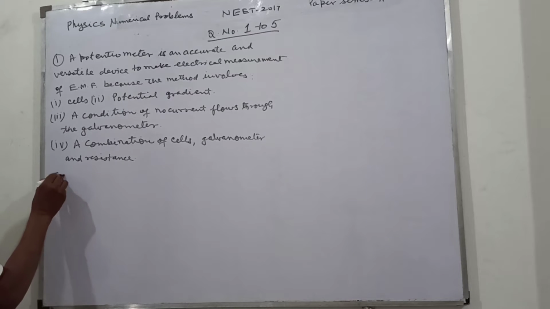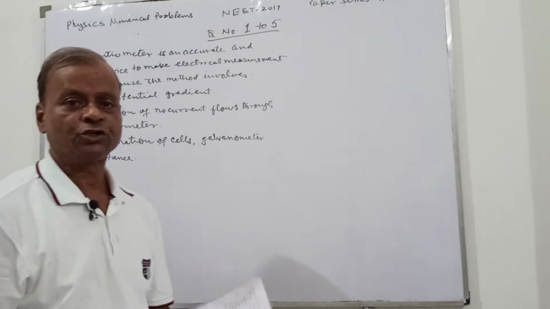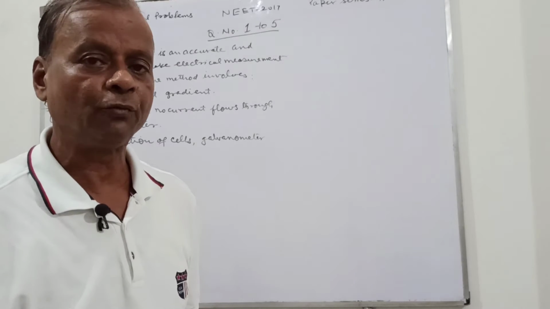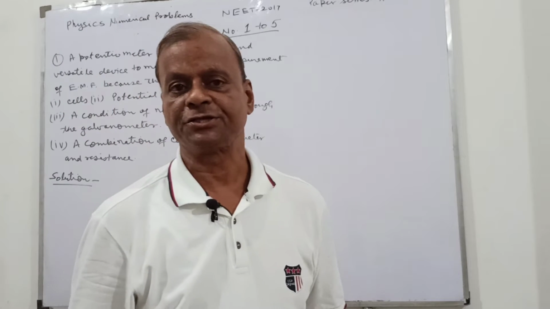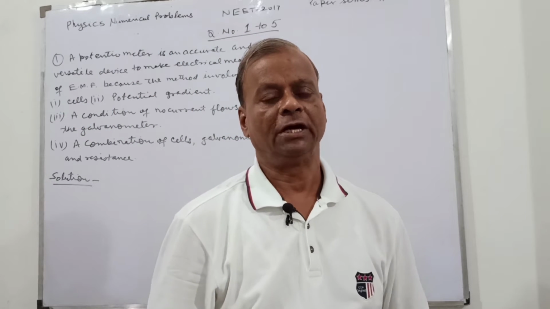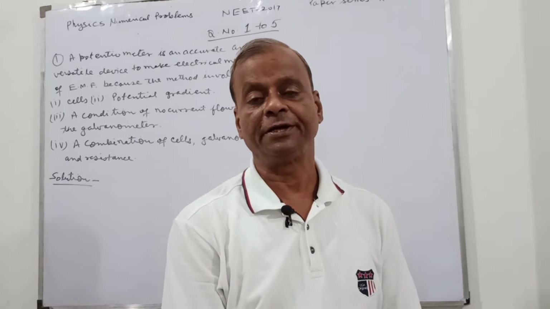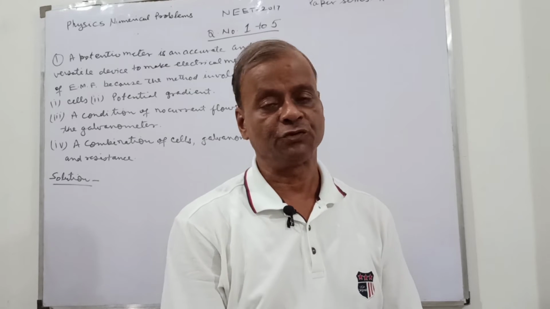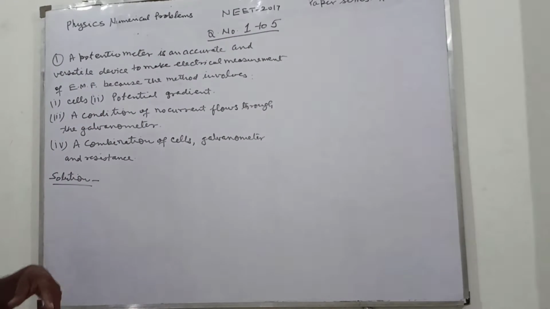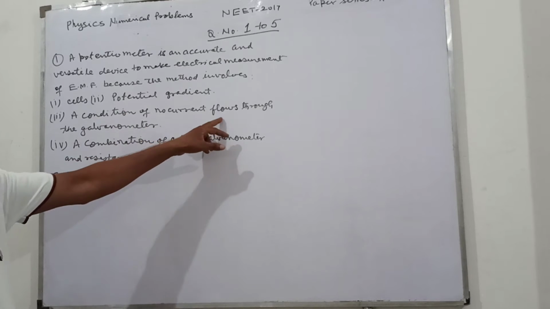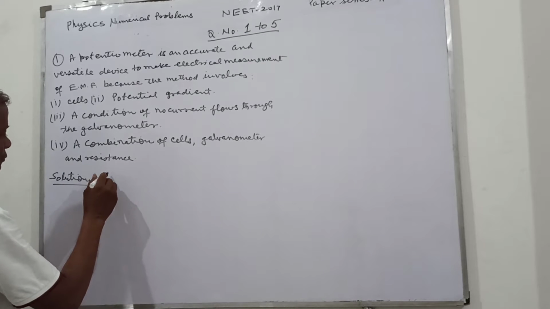So now the solution. We know that potentiometer is an ideal voltmeter and it draws no current when it is in balancing position. Ideal voltmeter means that the resistance will be infinite and at that time no current will flow through the instrument, the galvanometer. So what is our condition? The third one, the condition of no current flows through the galvanometer.